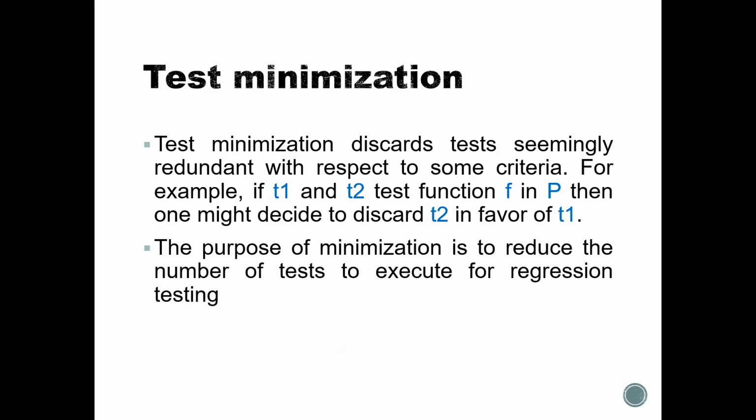Next is test minimization. Test minimization means you want to discard tests which are redundant with respect to some criteria. For example, if T1 and T2 are two test functions in a program P, then you can decide to discard T2 in favor of T1. So the purpose of minimization is to reduce the number of tests to execute for regression testing.